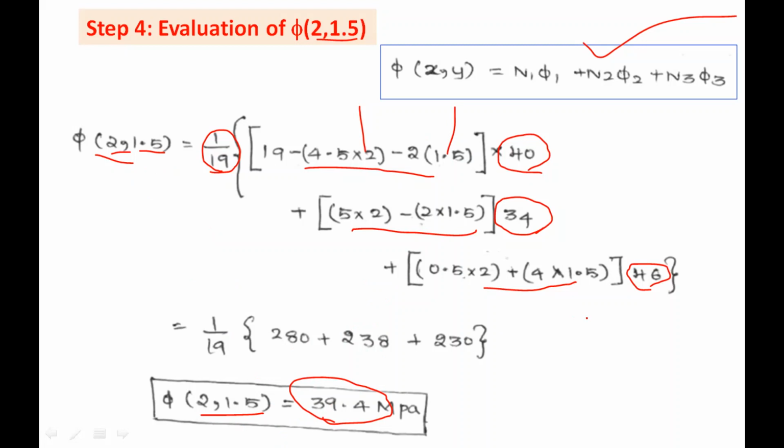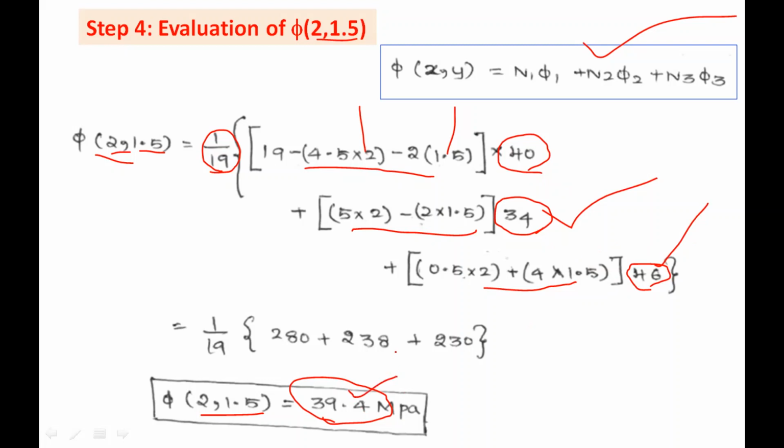Here also we can verify the answer to be in between the minimum and the maximum value. What is the minimum value here? 34 megapascal. Maximum value is 46. So in between only we are getting 39.4, so our calculation is correct.